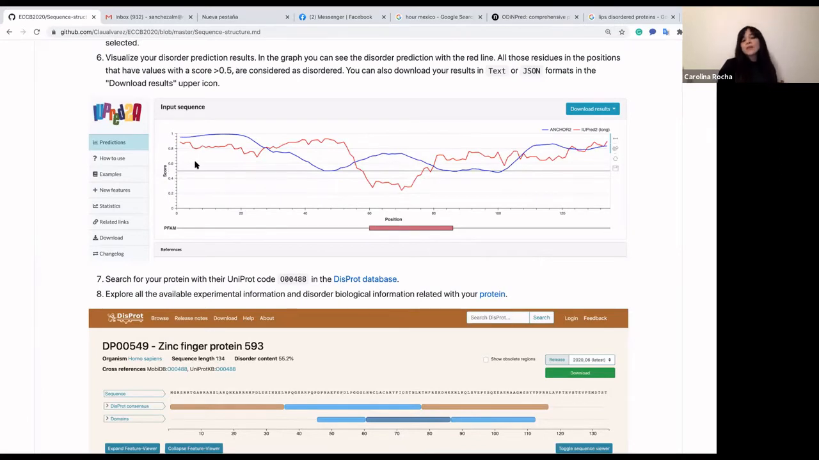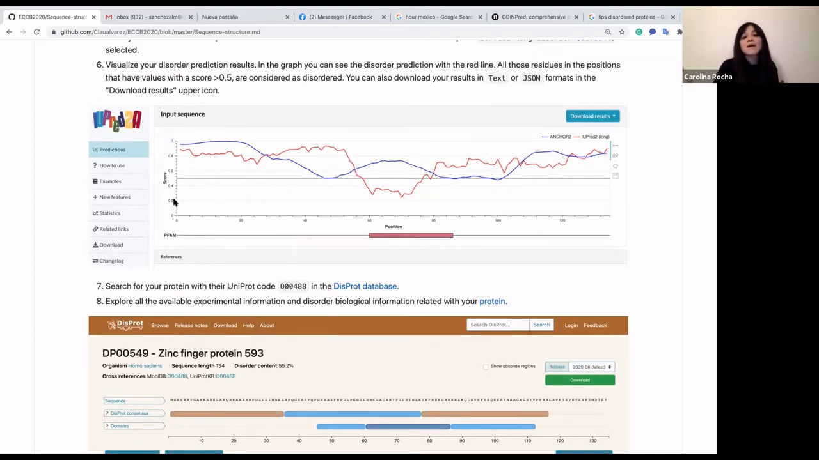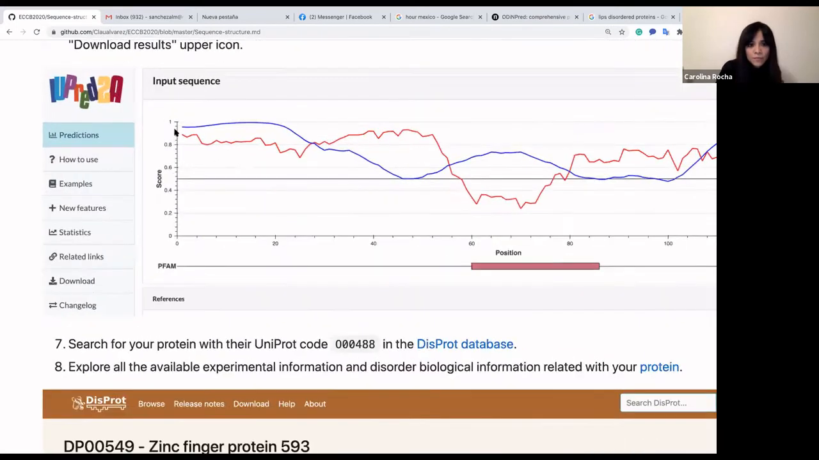where every residue of your amino acid sequence has a disorder probability assigned. Generally, those residues with a score higher than 0.5 are considered disorder, and the ones below the 0.5 value of disorder prediction are considered order. So for example, this is our input sequence, and this is the amino acid sequence positions of the residues. All those residues that have a value higher than 0.5 will be considered disorder.